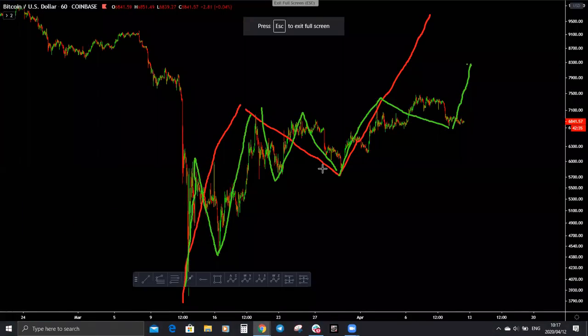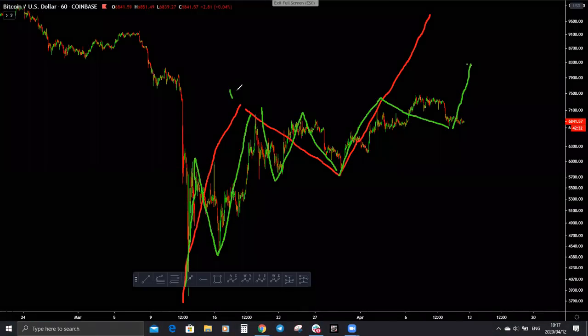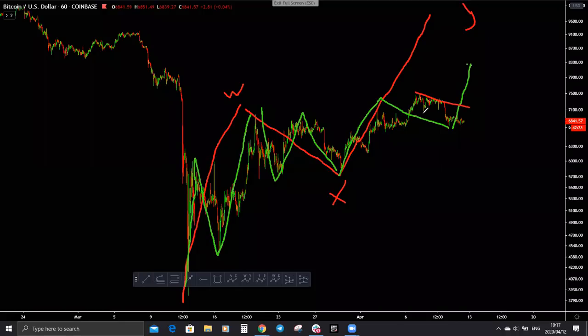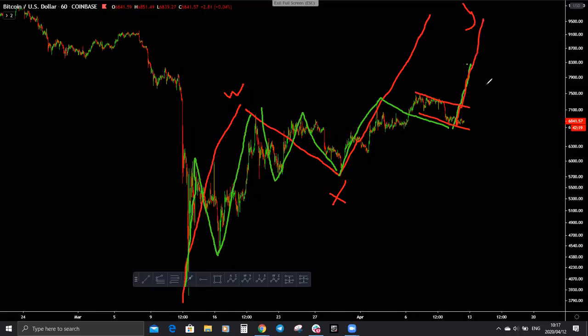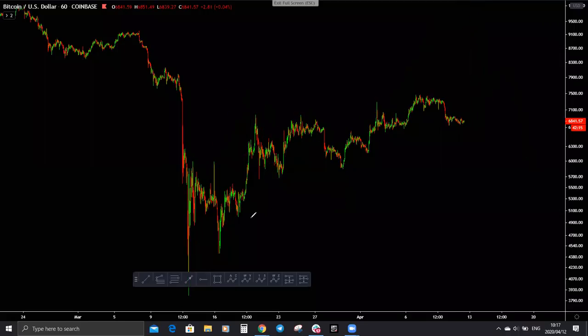Let's just have a look at the structure. That is the structure. This is the red degree that I'm looking at, WX, and then you're looking for a Y here. So we're looking for this last bit here on the cryptos to make a move to the upside and then pull back. So we're looking for 9,000 on the cryptocurrencies, on Bitcoin specifically, if we get that move to the upside. So let's see how that goes.